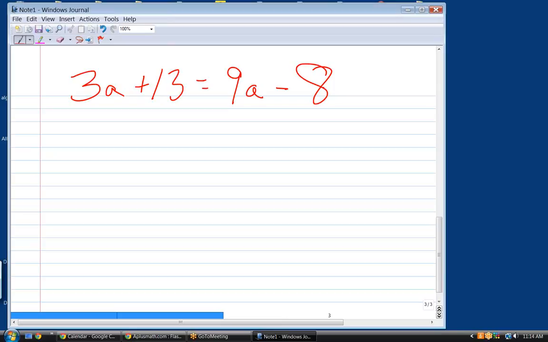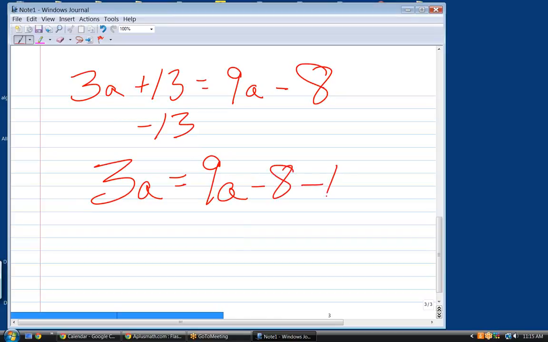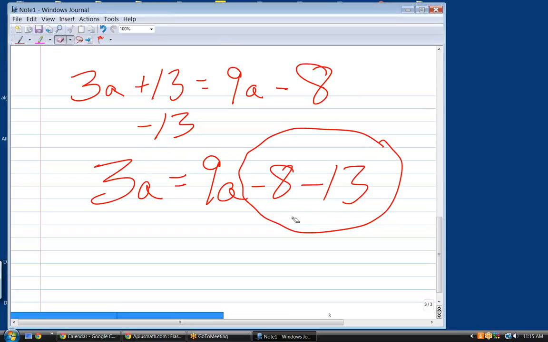Minus 13. Okay. So let's do that, minus 13. So that's going to leave 3a over there. It's going to leave 9a minus 8 minus 13. What is this? That's minus 21. Good.